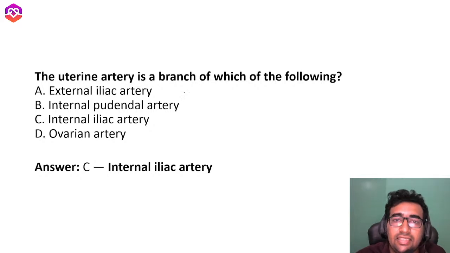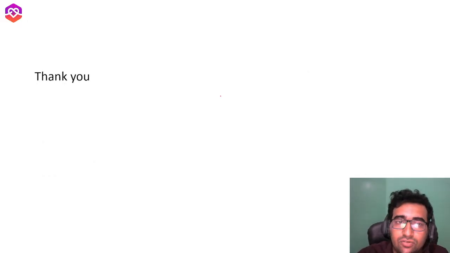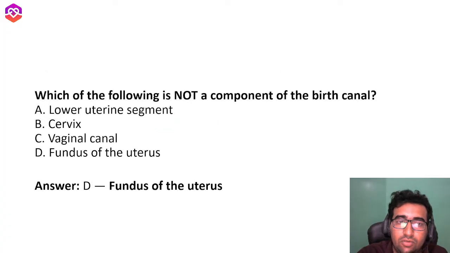Now next one. The uterine artery is a branch of which of the following? External iliac, internal iliac, internal pudendal, or ovarian artery? You have to say the anterior division of the internal iliac artery. Okay. Now next question. I think one more question is there.